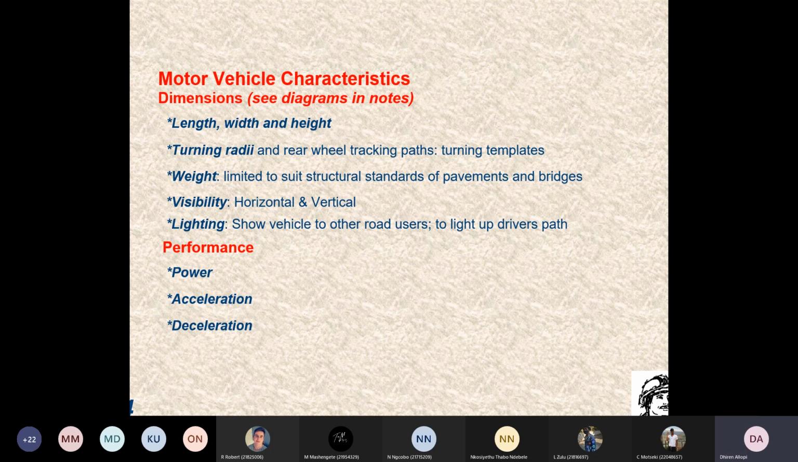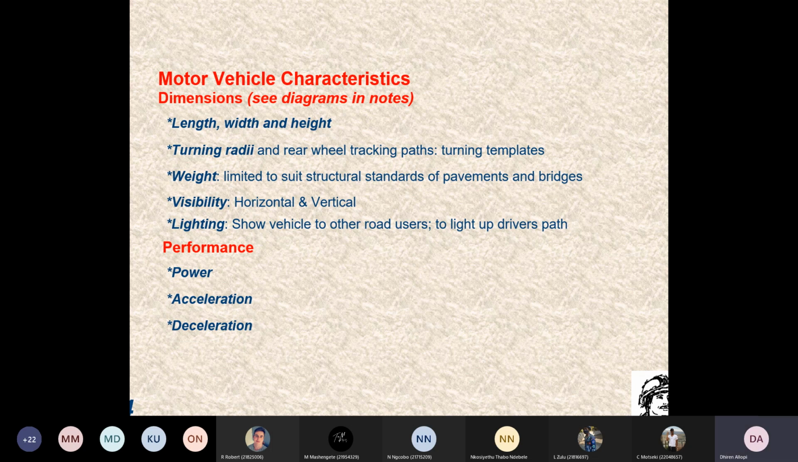Okay, then briefly touching on the vehicle characteristics, and you can refer to your notes. There are some diagrams in your notes, typical dimensions, but basically when we look at the vehicle characteristics, we're focusing on elements like the length, the width of the vehicle, the height, the dashboard design, and so forth. Especially if you have, for example, heavy vehicles like a single unit plus a trailer.